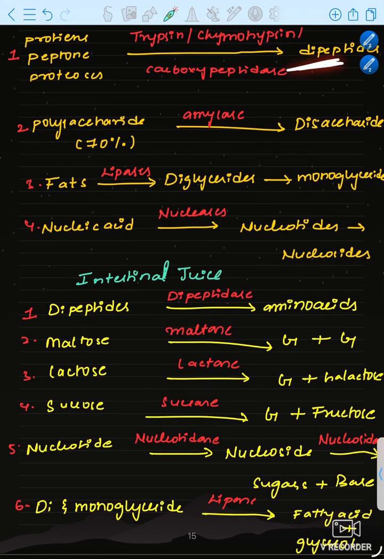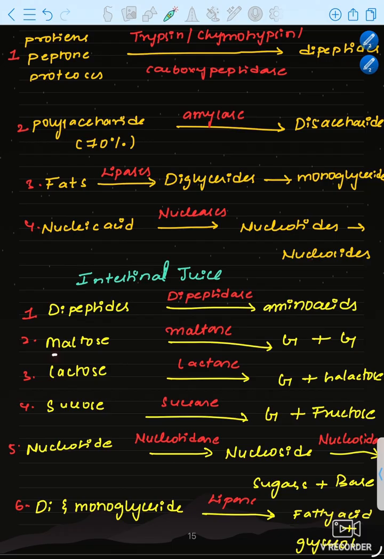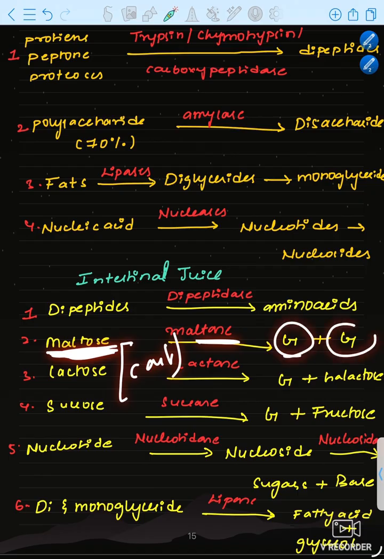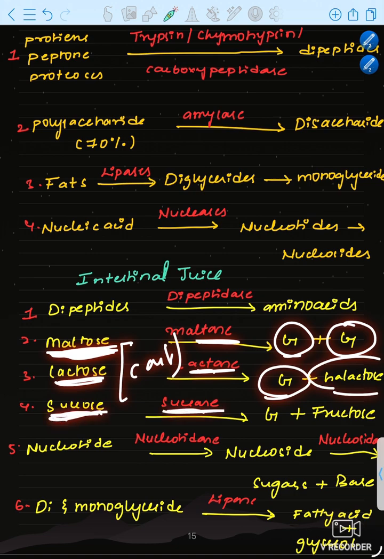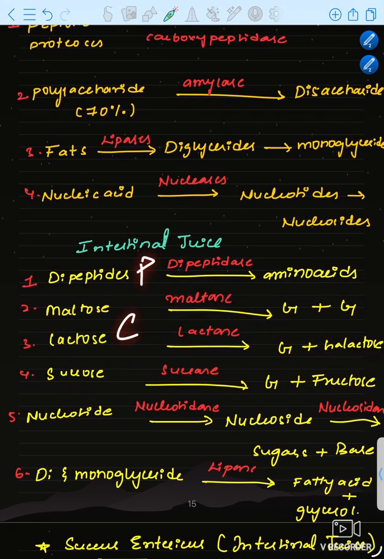The dipeptides which are broken down by the pancreatic enzymes will be broken down by the dipeptidase enzyme into the simplest form, that is amino acids, protein to amino acids. And maltose, these are all carbohydrates. The broken down forms: maltose, maltase, glucose and glucose; lactose, lactase, glucose and galactose; sucrose, sucrase, glucose and fructose. So this is protein, carbohydrate, nucleic acid and fat.